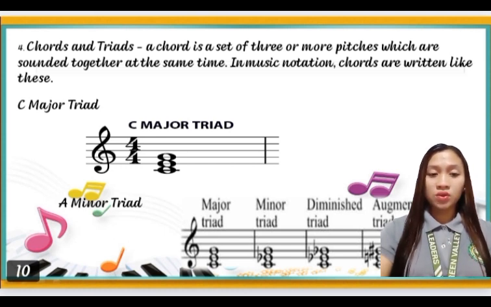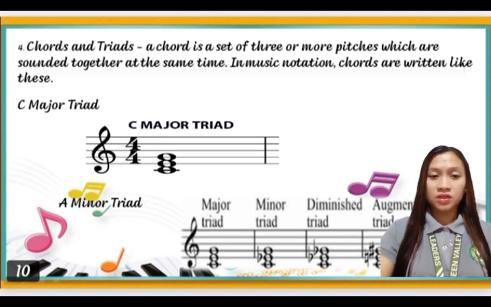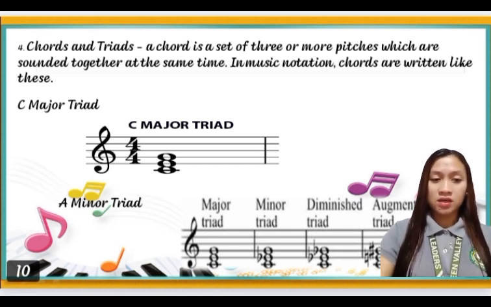A, which is the root, C sharp, a major third above the root, and E, a perfect fifth above the root. The formula of a major triad is root, major third, and perfect fifth. In the case of A major, it creates a bright and happy sound.